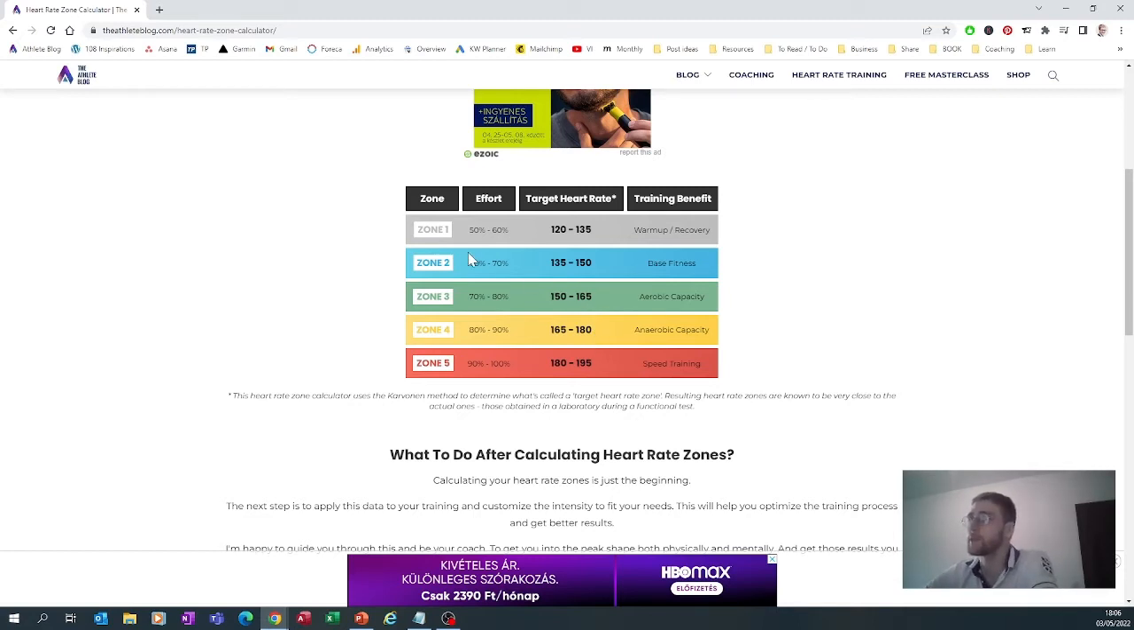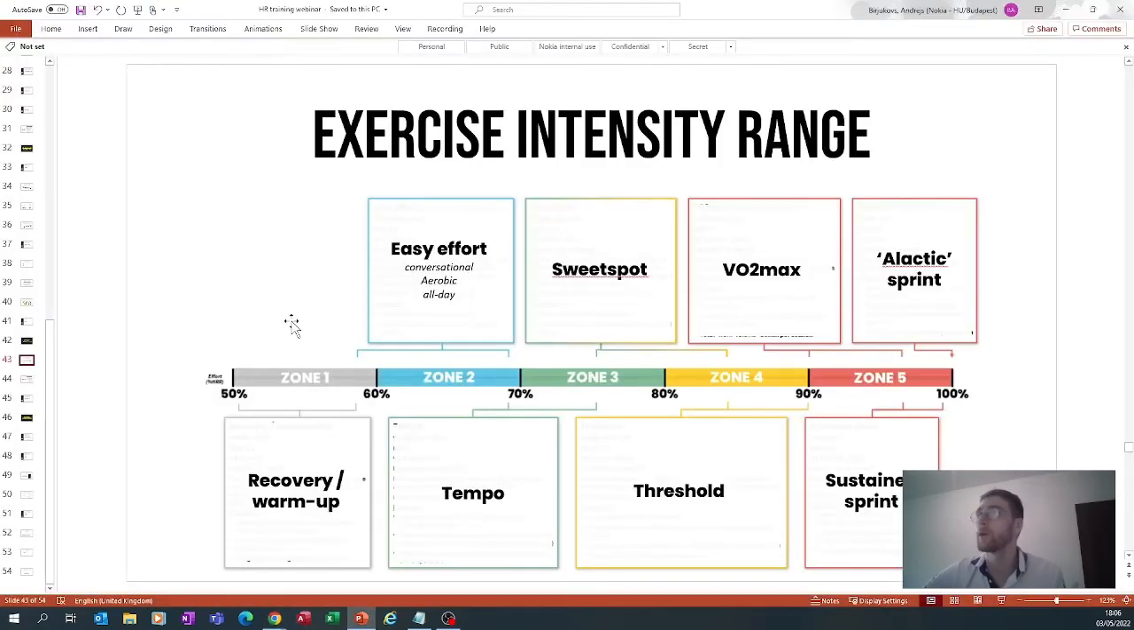Based on my experience, I know that my zone 2 is slightly lower. It's actually somewhere around 130 to 145, so my zones are a little bit adjusted. But again, the difference is, I don't know, three to five beats. It's not a groundbreaking difference. So once we calculate those zones, we essentially know where exercising at each particular zone places us.